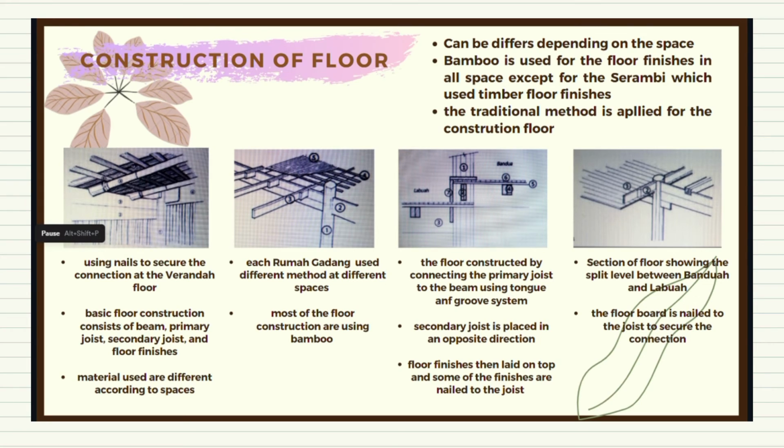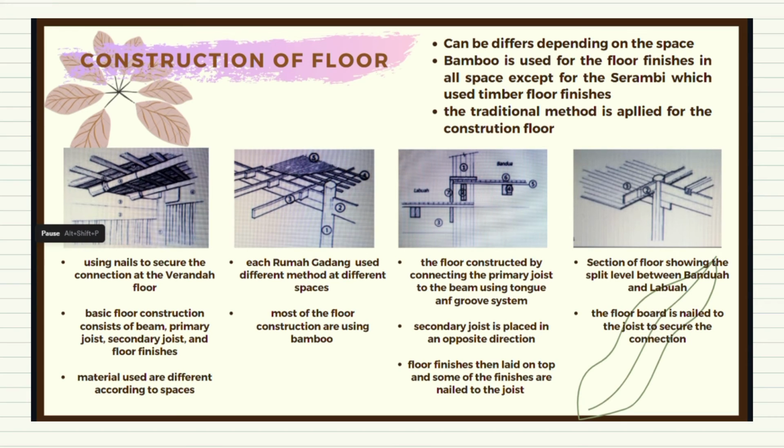Okay, for the first picture, nails are used to secure the connection at the veranda floor. Basic floor construction consists of beams, primary joists, secondary joists, and floor finishes. And the materials used differ according to spaces. For the second picture, each Rumah Gadang uses a different method at different spaces, and most of the floor construction uses bamboo.